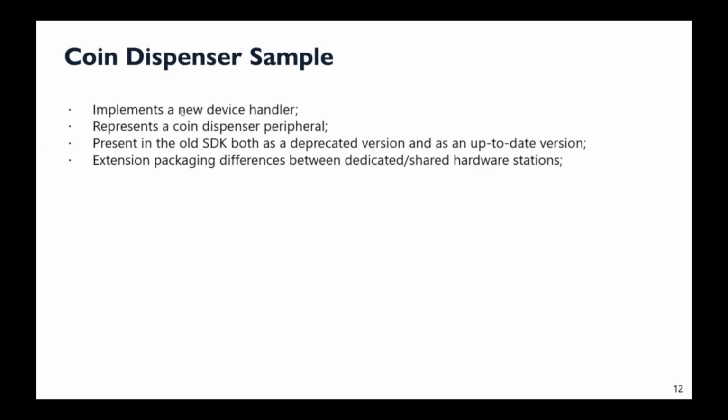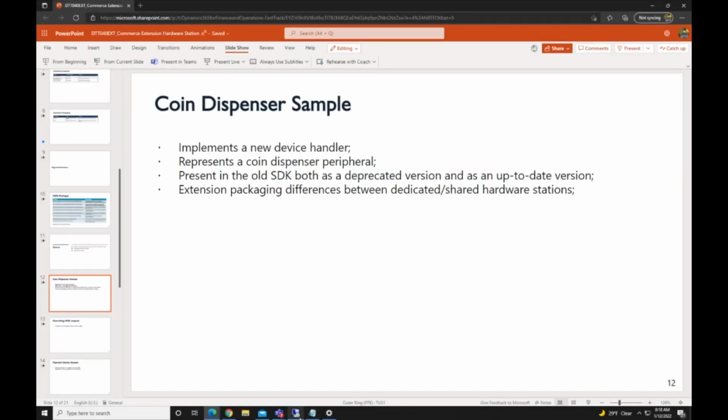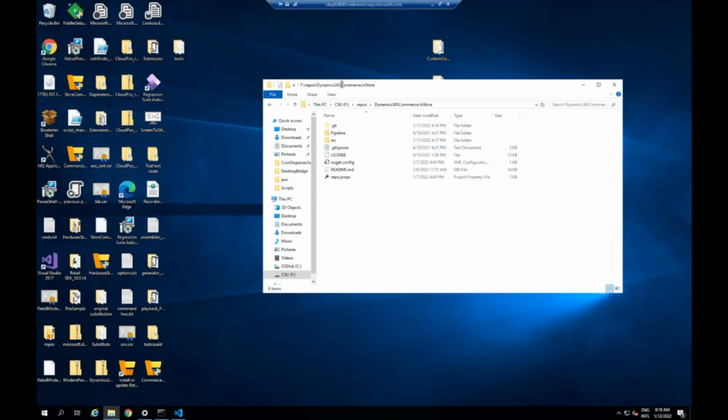The first one is the coin dispenser sample, as I said previously. So this ends up implementing a new device handler that represents a coin dispenser peripheral. As I said, it's present in the old SDK, both as deprecated and up-to-date. And as part of this demo, I'll also show some of the extension packaging differences between the dedicated and the shared hardware station. So without further ado, let's go to my environment.